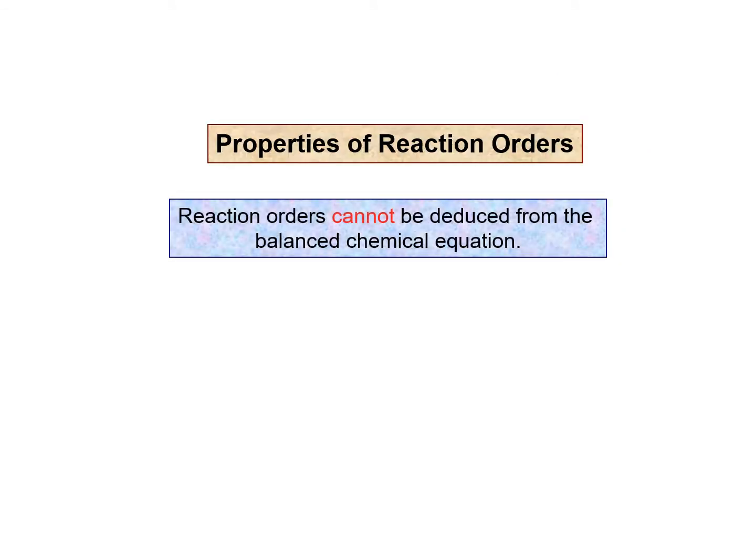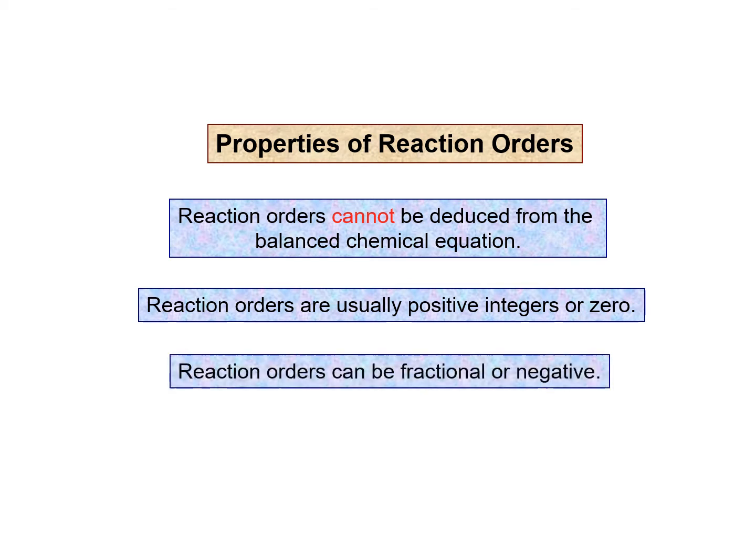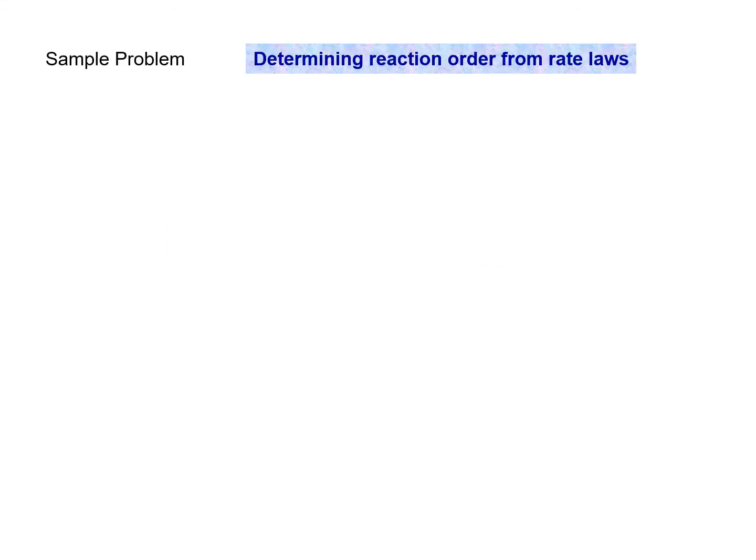Properties of reaction orders. Reaction orders cannot be deduced from the balanced chemical equation. As I showed you, reaction orders are usually positive integers or 0. They can be half numbers, fractional, and negative as well. So basically they can be any number, anything.